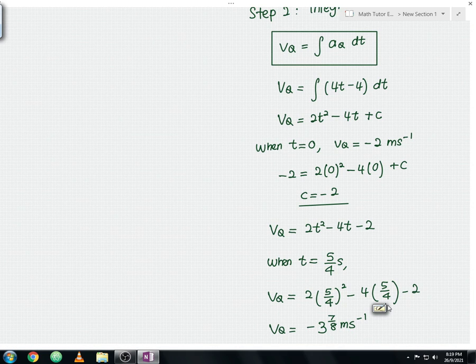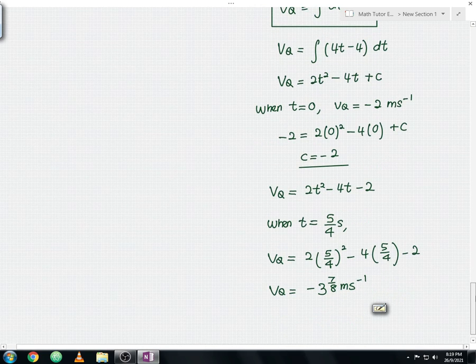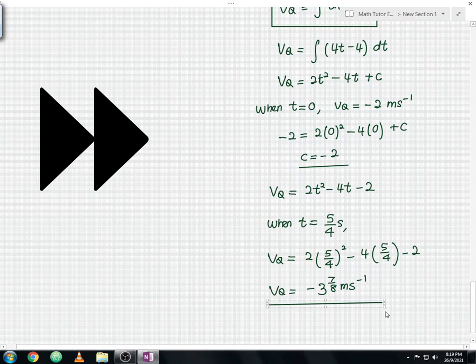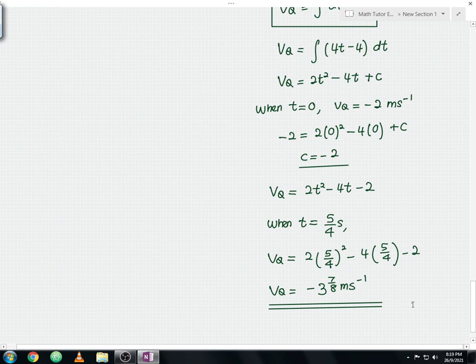Let me outline the solution for the question part D. We do know that when the time is equals to 5 over 4 seconds, the velocity of the particle P will be maximum and the velocity of the particle Q will be equals to negative 3.7 over 8 meter per second. That is all for the step-by-step working and solution for this question. I hope you understand the full working that I've shown to you.